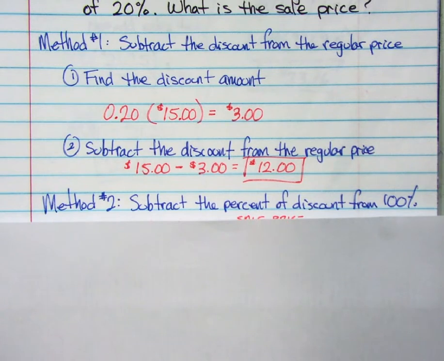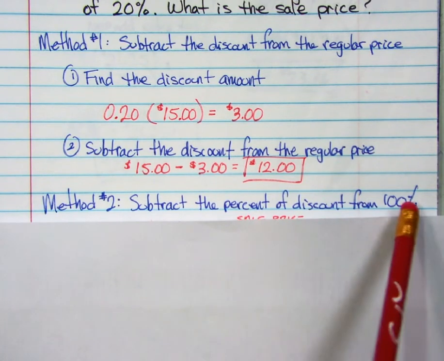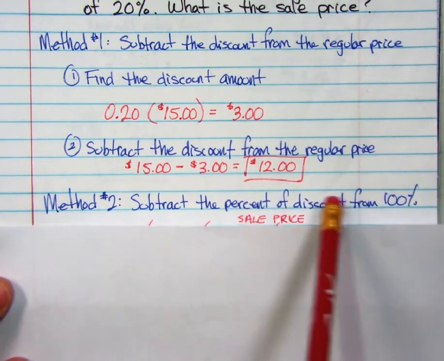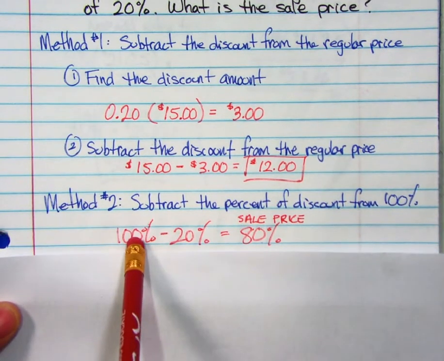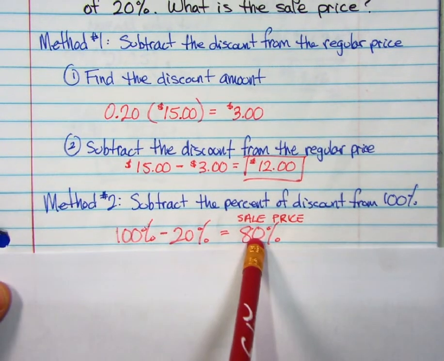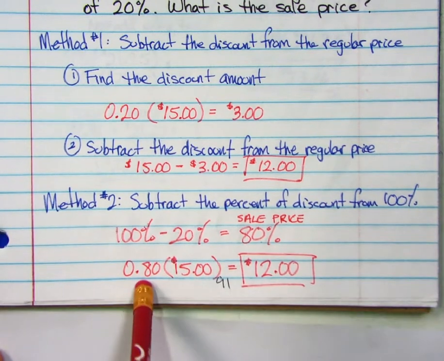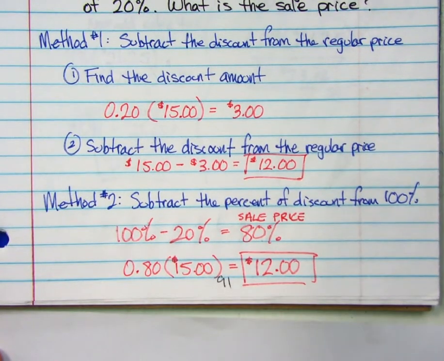Here's method number two. Subtract the percent of the discount from 100%. Look, if 100% is the entire amount, I can say, instead of paying 100%, I'm going to take 20% off, and I really only have to pay 80%. So only 80% of the total price. Once I know that, then I can just do 80% of my price, which is $12.